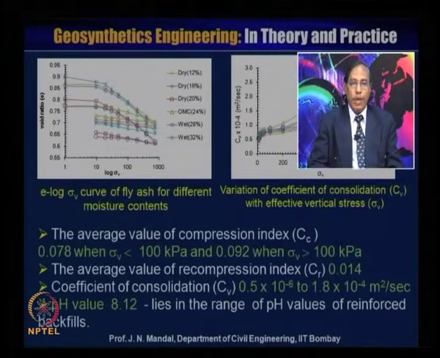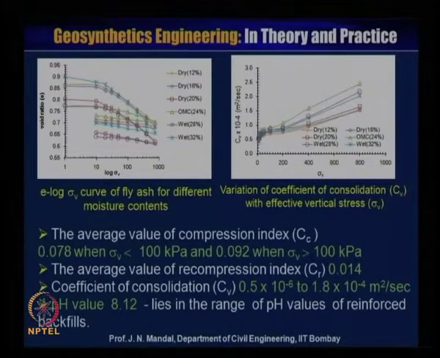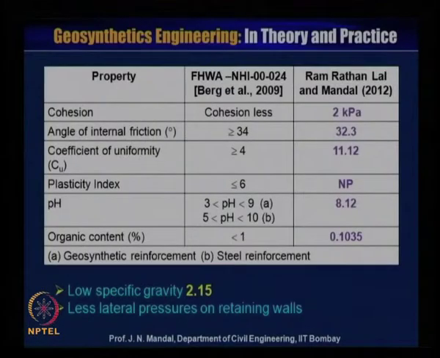Also, we check the pH value, which is 8.12. This lies in the range of pH value for reinforced backfill. So, we check the pH value also. This is the table giving the different properties: cohesion, angle of internal friction, coefficient of uniformity Cu, plasticity index, pH value, and organic content.